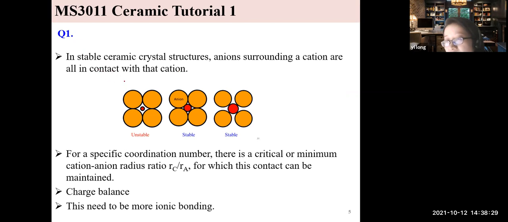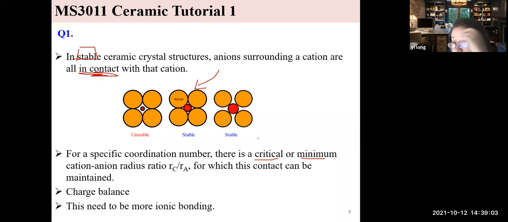So we said if you want a stable structure, make sure the ions are in contact, either somewhere like this or this. You have to be in contact. And what we can calculate is only this case, because this one gives you the minimal, what we call the critical or minimal RC over RA. Because in this one the anion is the smallest case, right? This can be bigger. So RC over RA is going to be the minimum case.